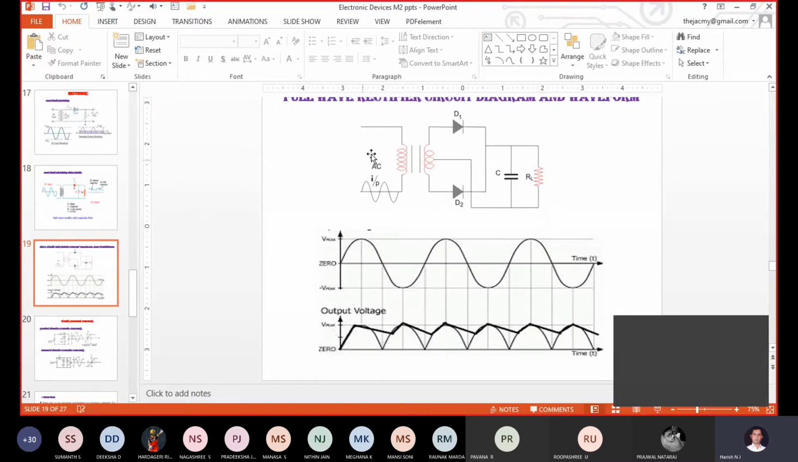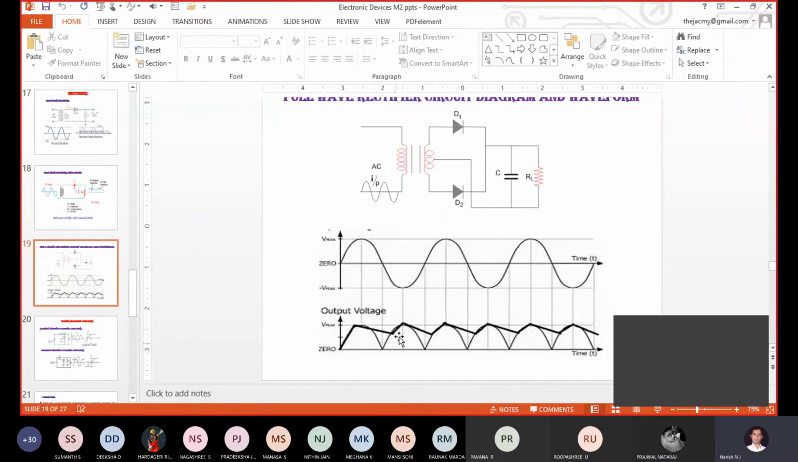Correct. At the same time, when you are applying the negative half cycle, D2 will be conducting and D1 will go to the switch off mode. So at that time the current direction will be like this: D2, then RL, and finally it reaches the initial stage. So during the negative half cycle also, the current will be flowing from the top terminal to the bottom terminal through the load resistance RL. So the current direction is the same for both halves of the cycle.